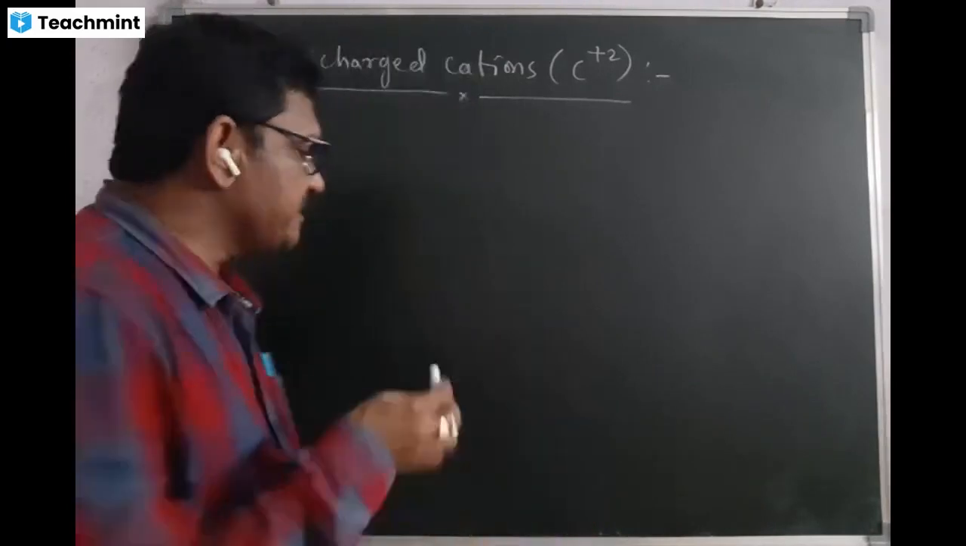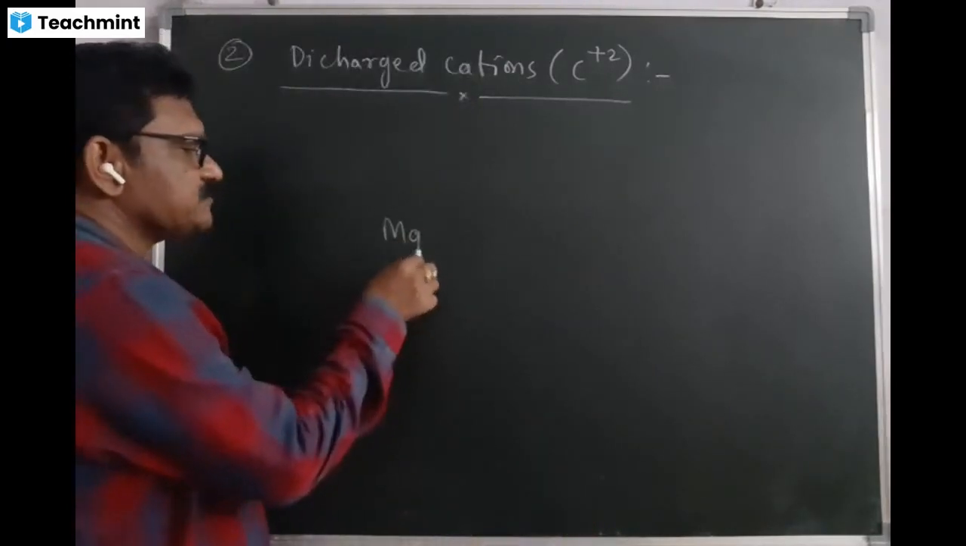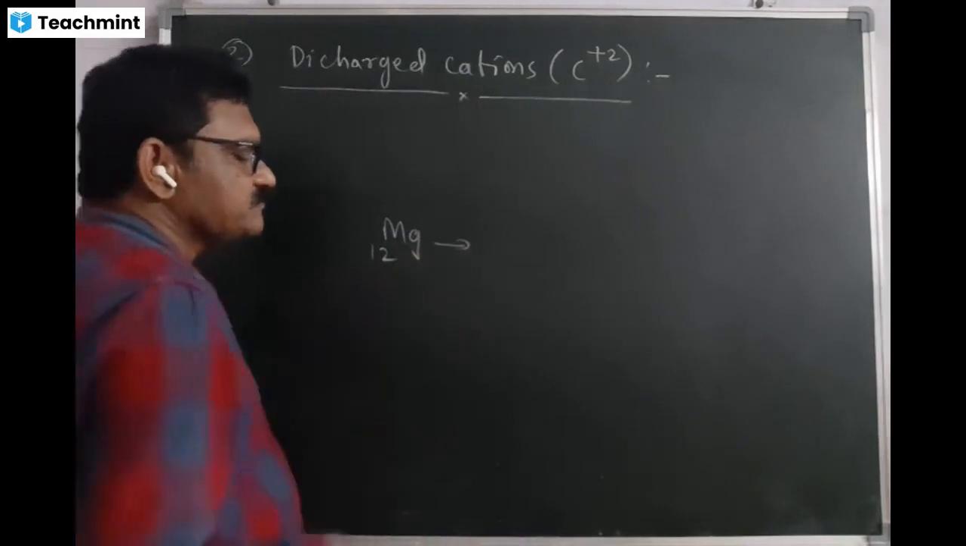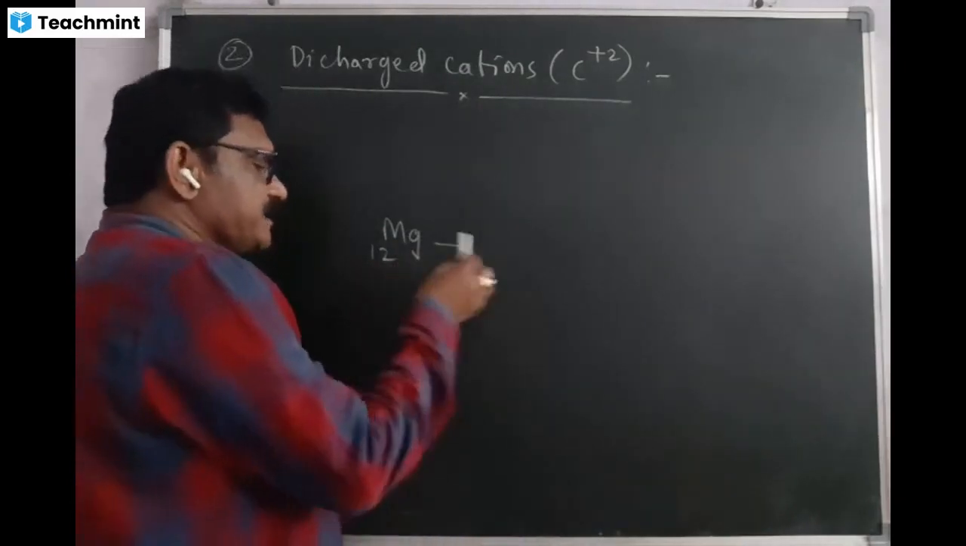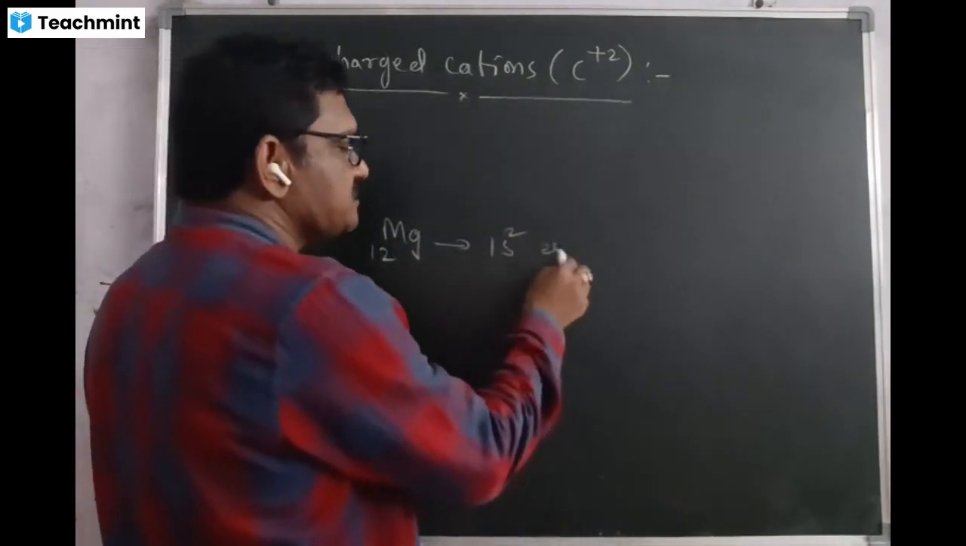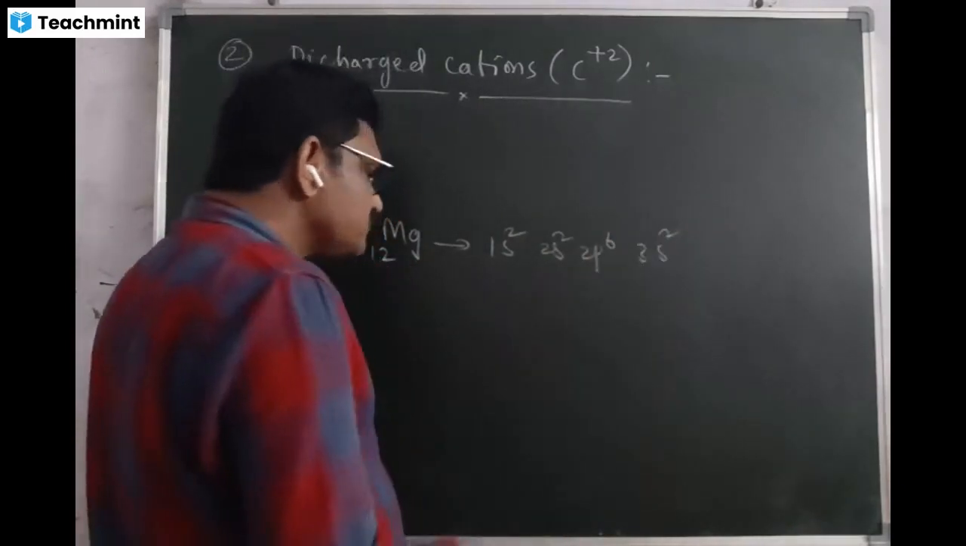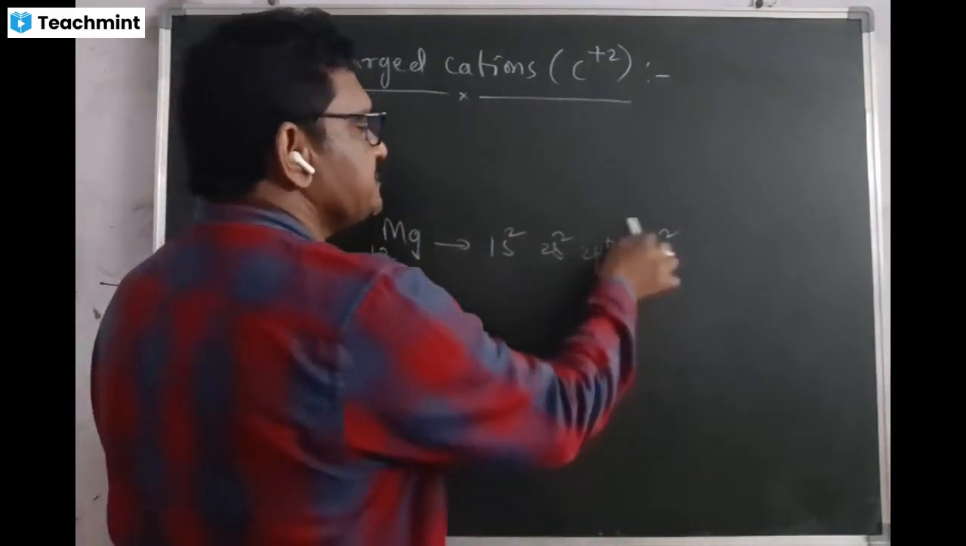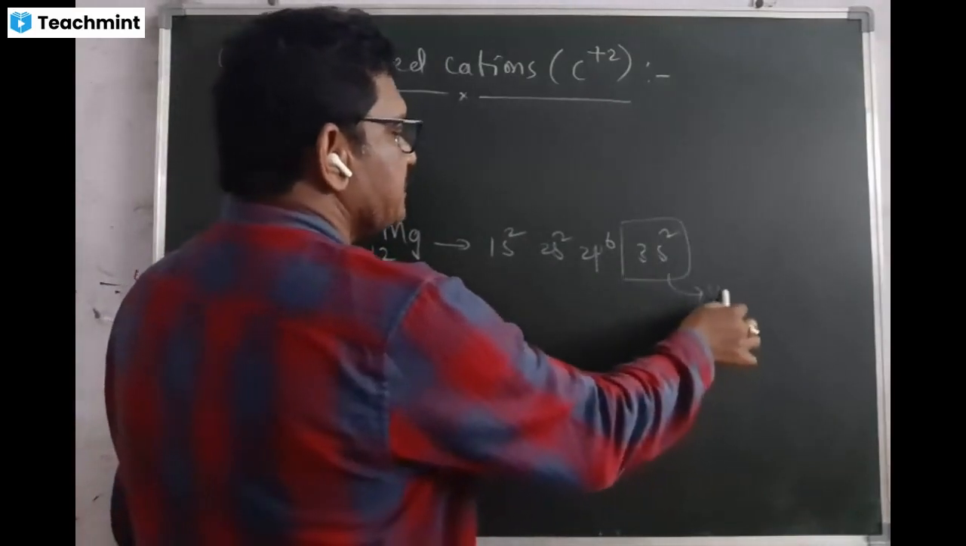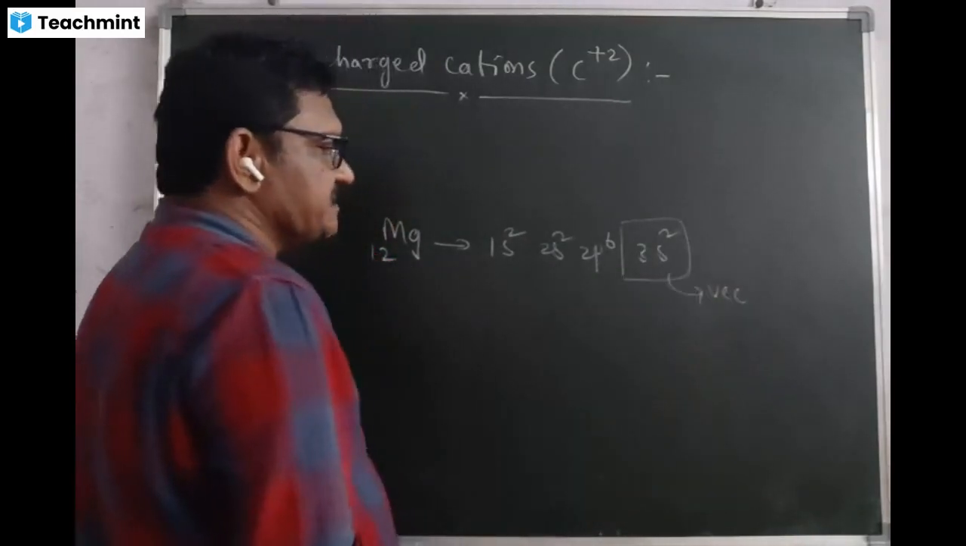So, for example, you can take magnesium. Magnesium atomic number is 12. Actually, this configuration is 1s2, 2s2, 2p6, 3s2. So 3s2 is nothing but the valence electronic configuration.